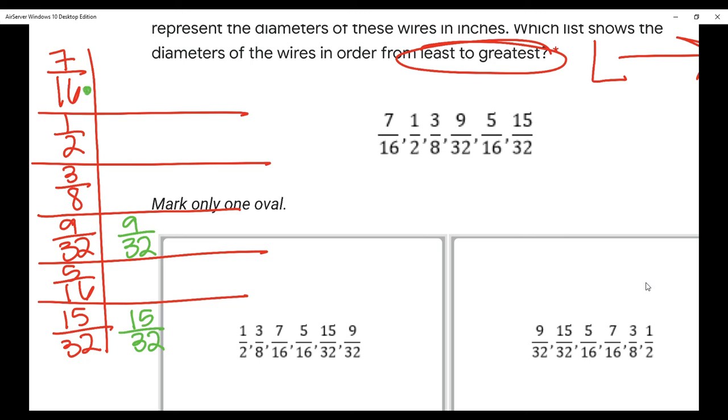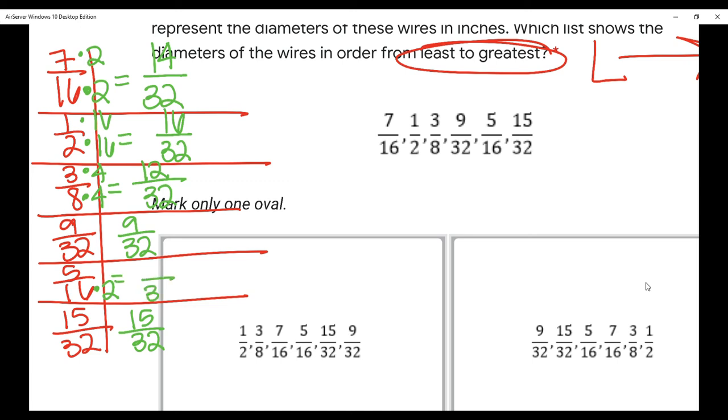I can multiply 16 by 2 to get 32, and whatever I do on bottom, I got to do on top. So 7 times 2 is 14. 2 times 16 equals 32. Whatever I do on bottom, I got to do on top. 1 times 16 is 16. Then I've got 8 times 4 equals 32. Whatever I do on bottom, do on top. 3 times 4 is 12. And then 16 times 2 equals 32. Whatever I do on bottom, do on top. 5 times 2 is 10.